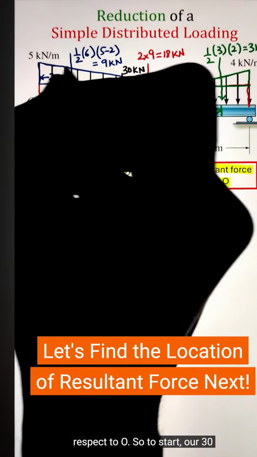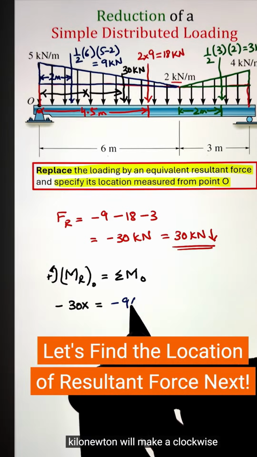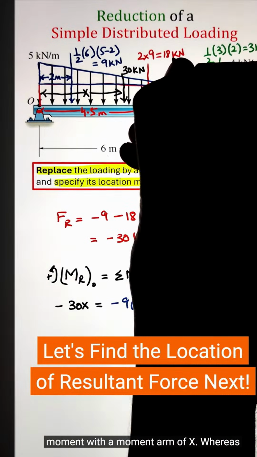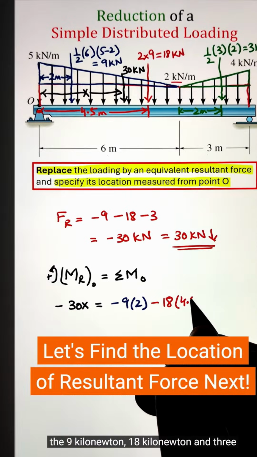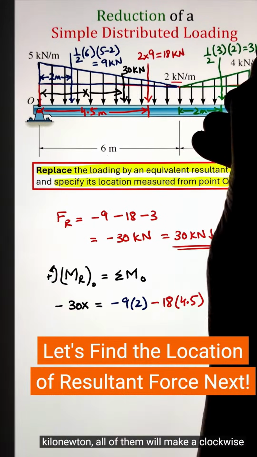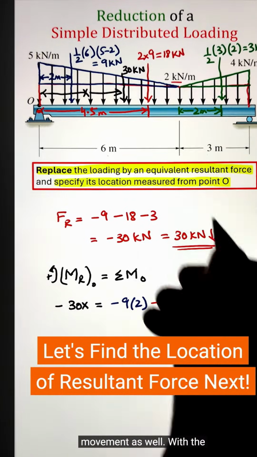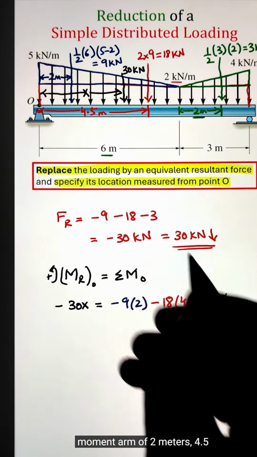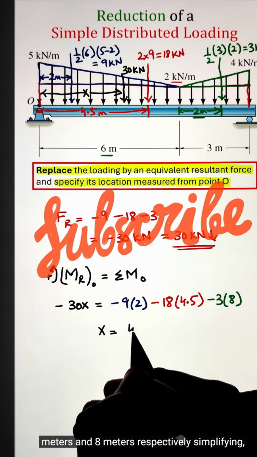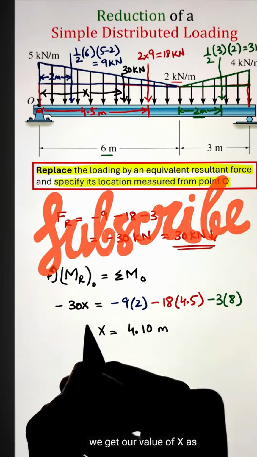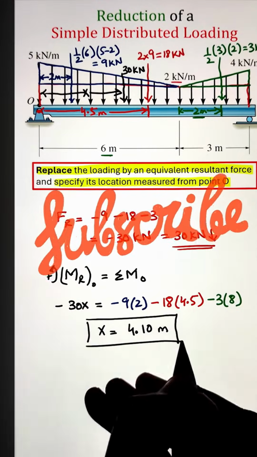So to start, our 30 kilonewton will make a clockwise moment with a moment arm of x, whereas the 9 kilonewton, 18 kilonewton, and 3 kilonewton will all make a clockwise moment as well, with moment arms of 2 meters, 4.5 meters, and 8 meters respectively. Simplifying, we get our value of x as 4.1 meters.